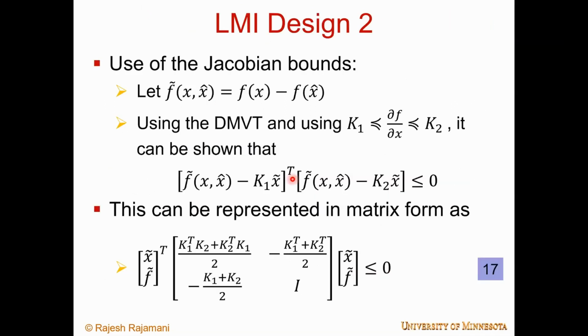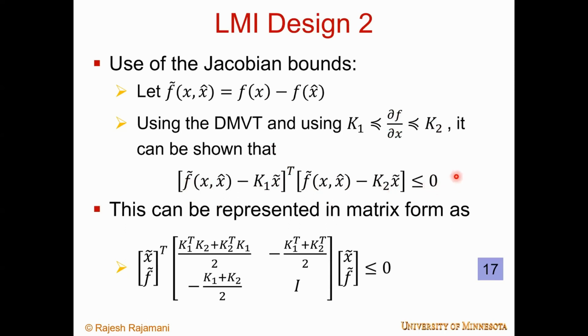Okay. So how do we use these Jacobian bounds to set up the observer design LMI? First of all, let's define f tilde as f of x minus f of x hat, the same as before. If we use the differential mean value theorem, we can show that if K1 and K2 are the bounds on the Jacobian, then this inequality is true: f tilde minus K1 x tilde, transpose, times f tilde minus K2 x tilde, is less than or equal to 0.